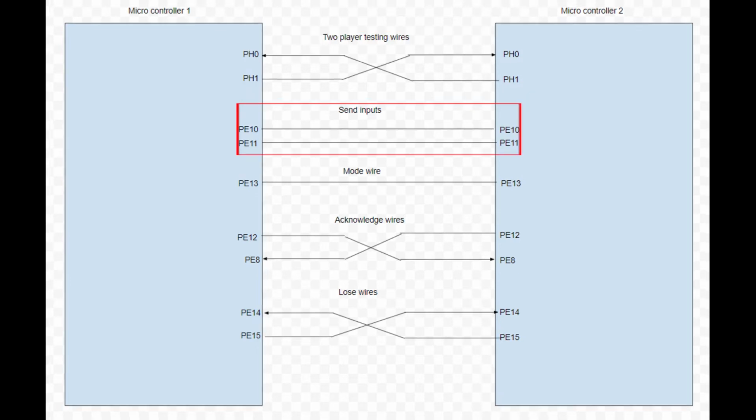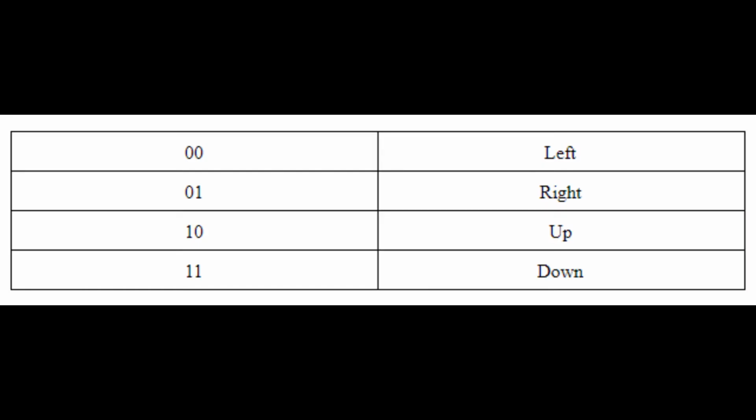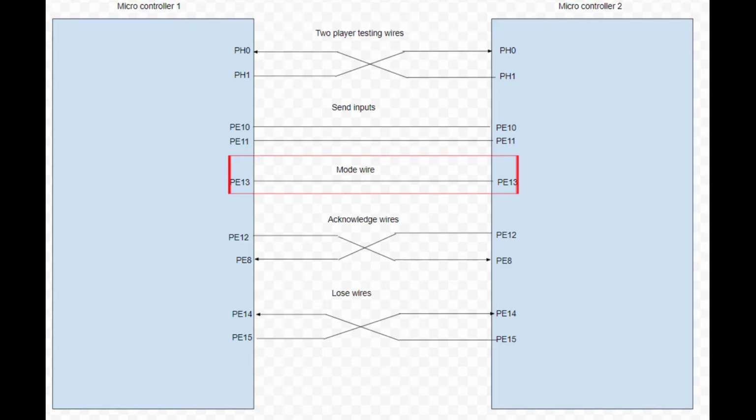The next 2 wires are used to send inputs from player 1 to player 2. You might notice these wires don't have arrows. This is because the direction they go depends on which player you are, with player 1 being the output. The inputs are sent as 2 bits. Inputs can be represented with these values. The mode wire, like the input wires, is also conditionally directional. Its purpose is to tell player 2 whether it is in versus mode or endless mode.